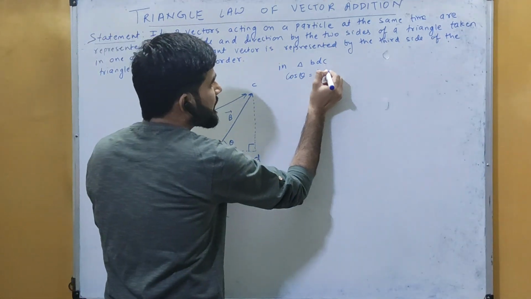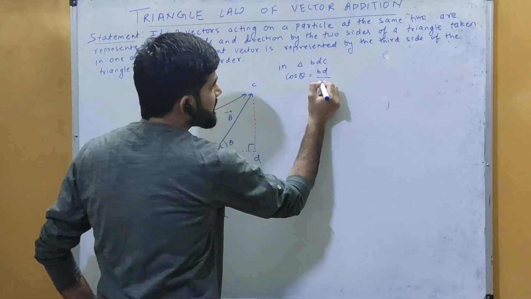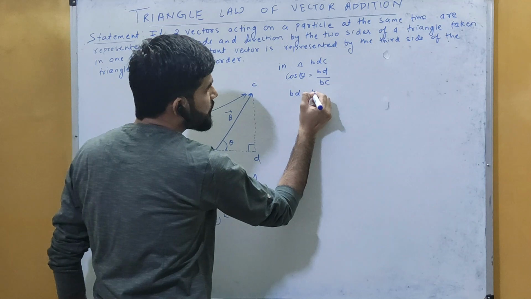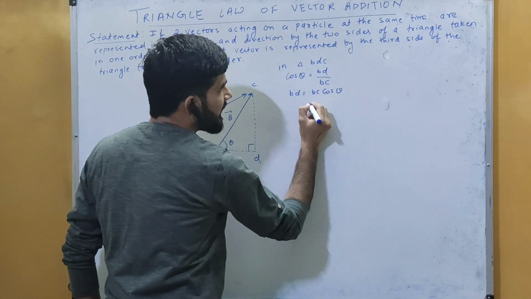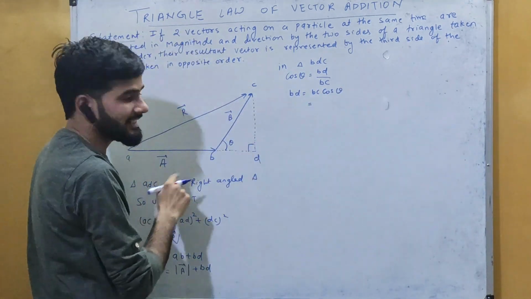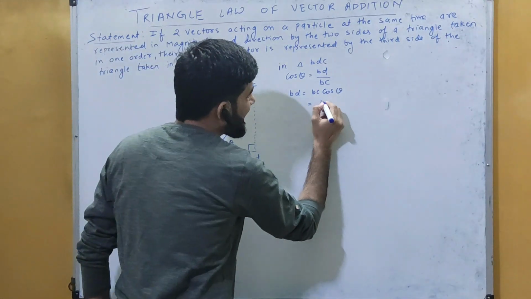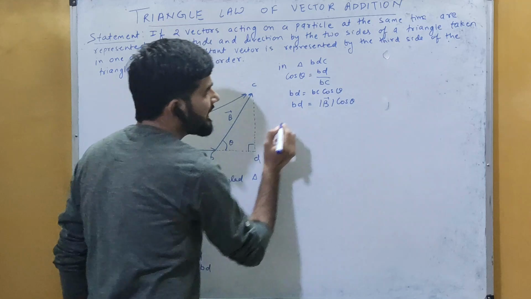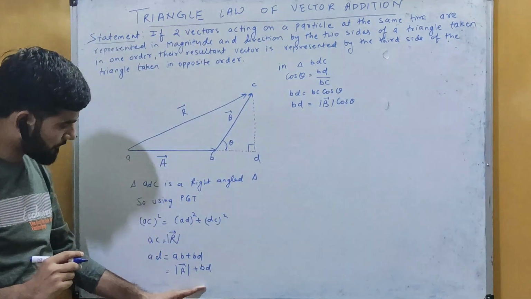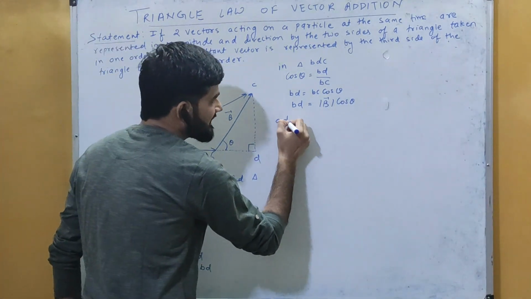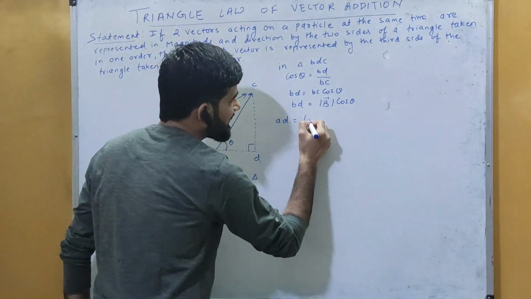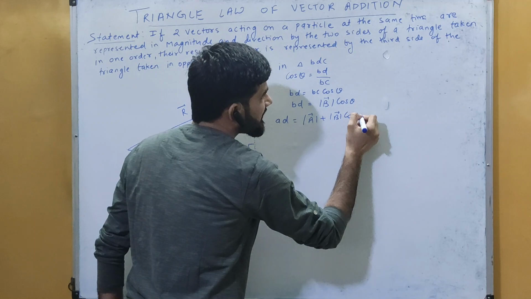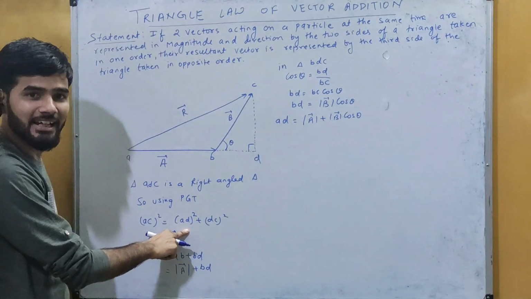This base, that is BD upon hypotenuse BC. So here this BD is equal to BC cos theta, or I can write this BC is equal to vector B. So we can write here magnitude of vector B cos theta is equal to BD. Now we can put this value of BD here. तो यहाँ पर कितना आ जाएगा? This AD is equal to vector A plus B cos theta. This we got, this AD.